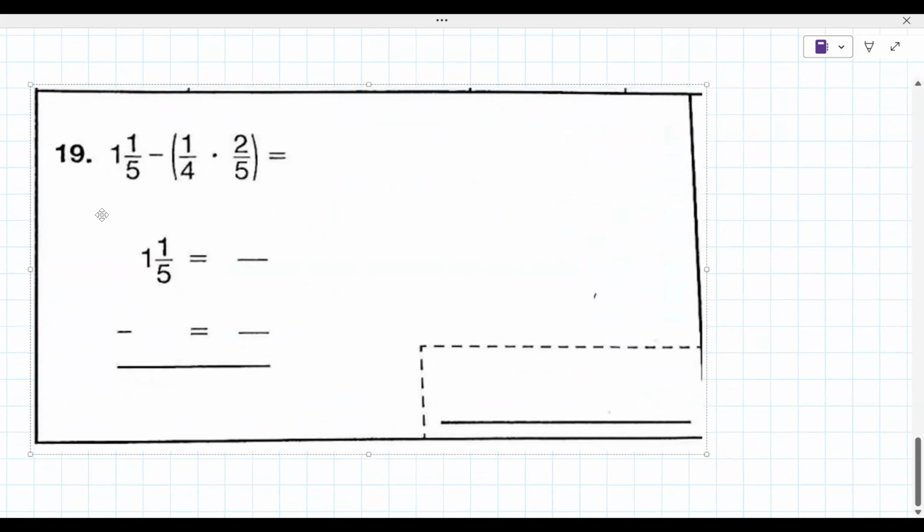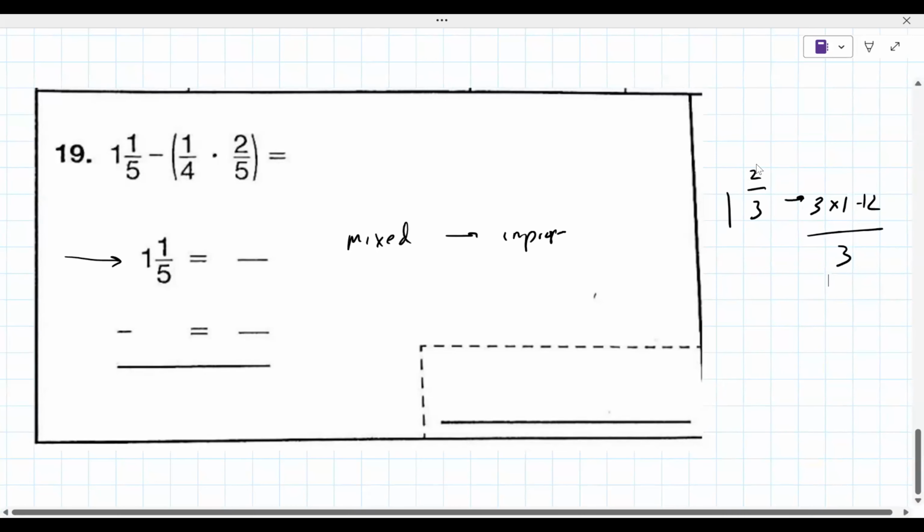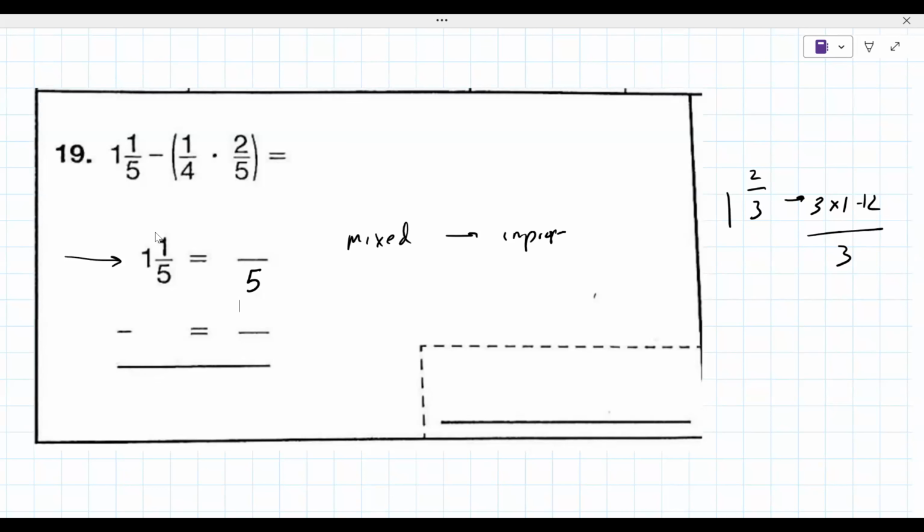Okay, so the teacher is suggesting that we convert 1 1/5 here from a mixed number to an improper fraction. Any idea how to do that? No. All right, well, let me give you an example. Let's say it was 1 2/3. This becomes 3 times 1 plus 2 over 3. So you take the bottom number in the fraction, multiply by the number in front and add the top number. You keep the bottom number. So 5 is going to go down here. What number goes up top here? 5 times 1 plus 1.